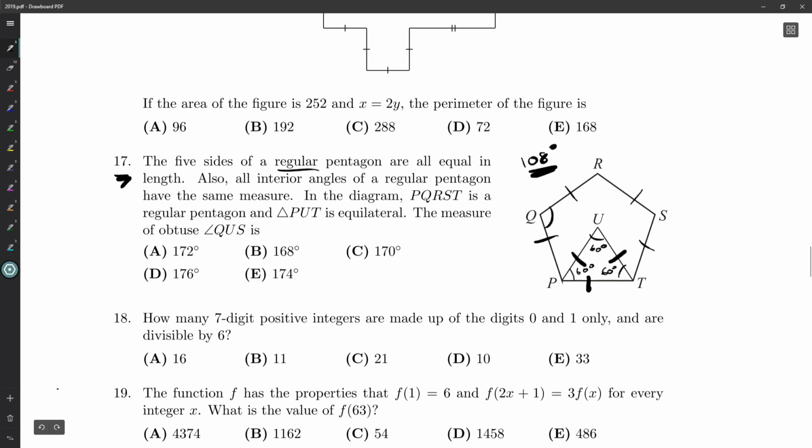The measure of obtuse angle QUS is... Ooh, that's an interesting one. Okay, QUS, that's what we're looking at here. So what can we do?